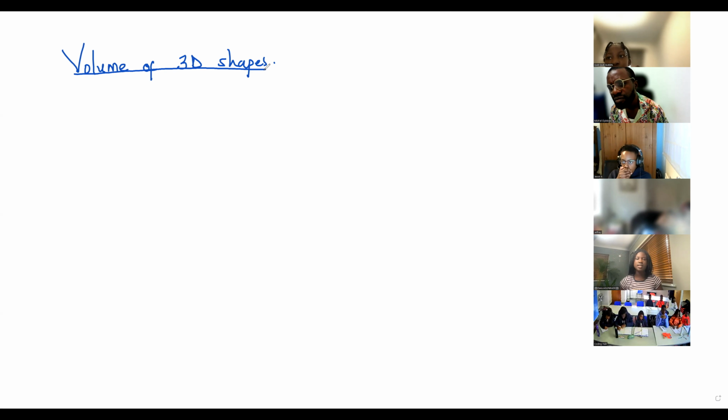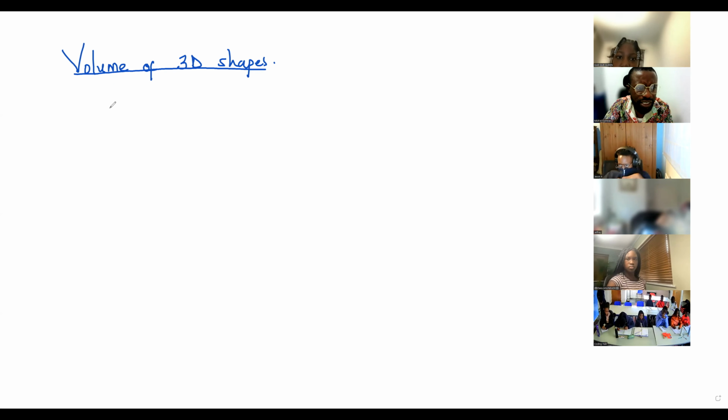I think that volume could be the amount of what you could fill inside a shape, the amount of weight you can fill inside. Okay, that is very good. Of quantity or amount, but there is something we need to talk about when we are talking about volume.